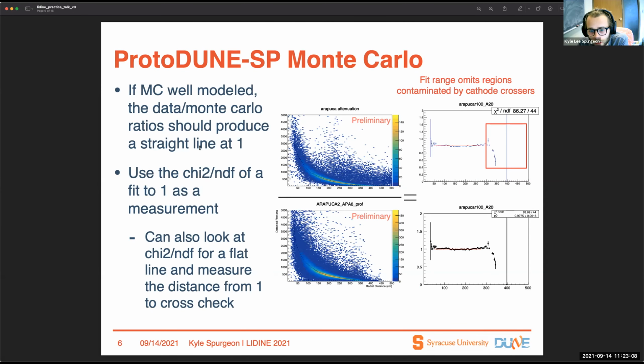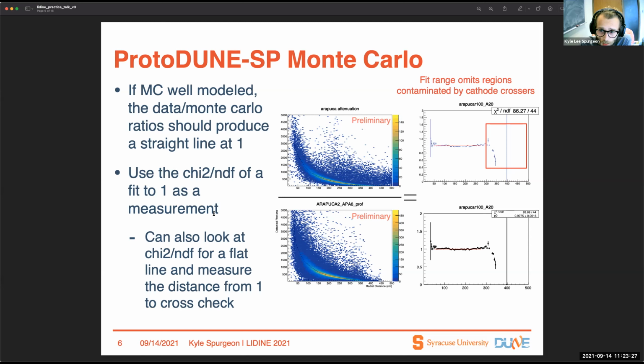So the way to do this analysis that we chose is to just take the ratio of the Monte Carlo output to the data output. If the Monte Carlo is well modeled and does everything that we want it to do, we should get a straight line at 1 very clearly. And if it does not get that, then we have some sort of deviation.